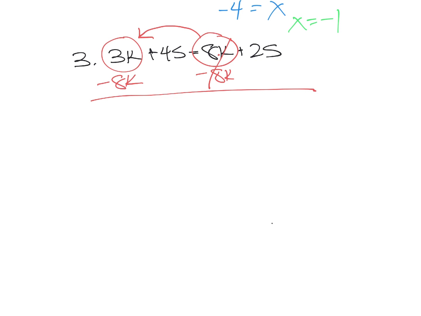Positive and a negative cancel out. That's what I wanted, right? I wanted to move it over here. So I have negative 5k because a positive 3 and a negative 8 plus 45 equals 25.